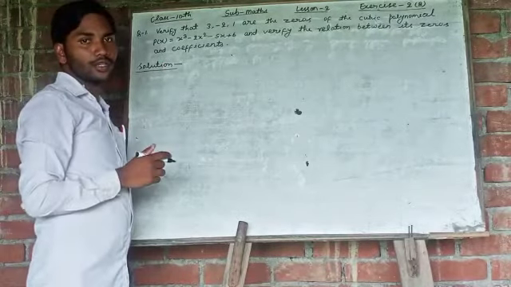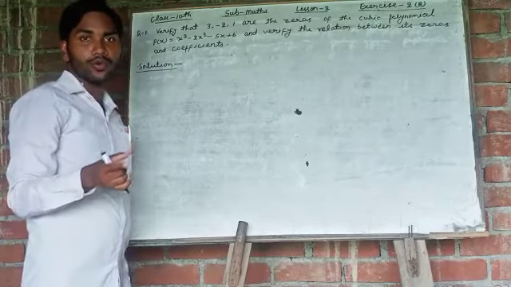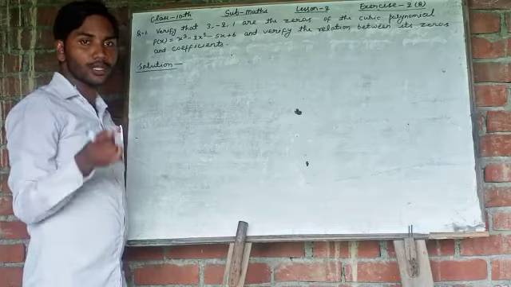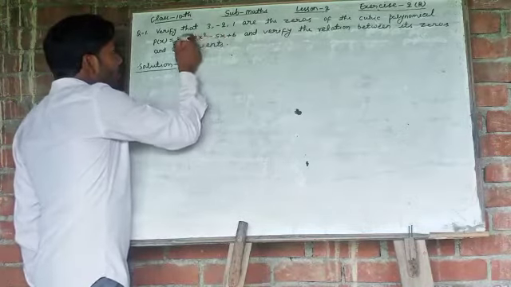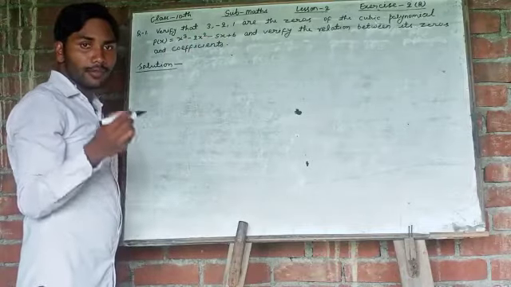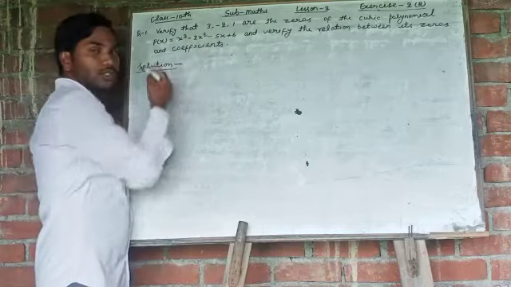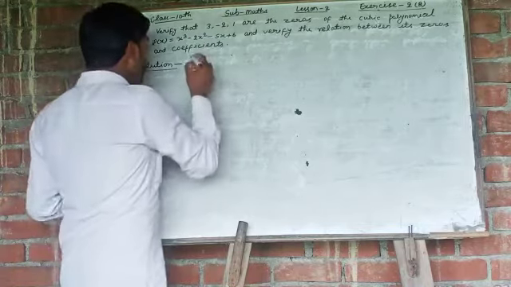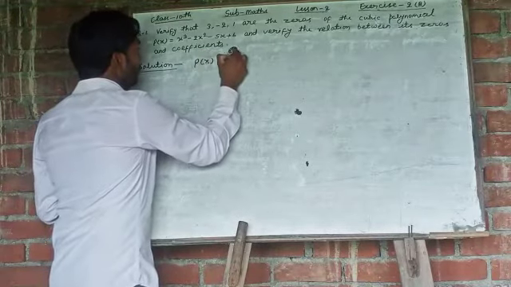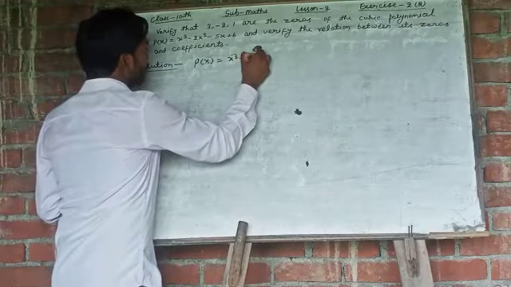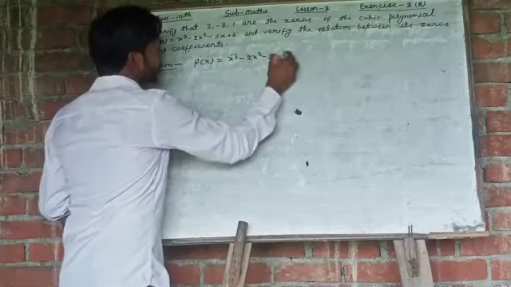Guys, I have already told you that a zero is that value which makes the value of the polynomial 0. Means if we put this value in the polynomial and the value of the polynomial becomes 0, then the given value is a zero of the polynomial. So here p(x) = x³ - 2x² - 5x + 6.